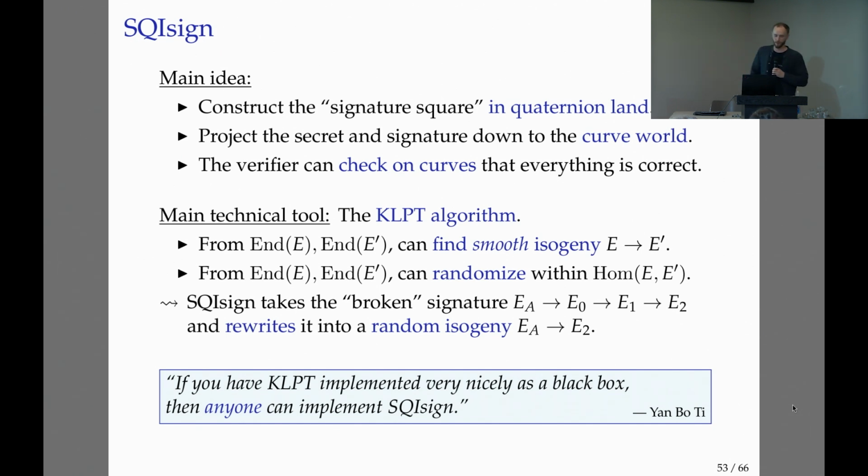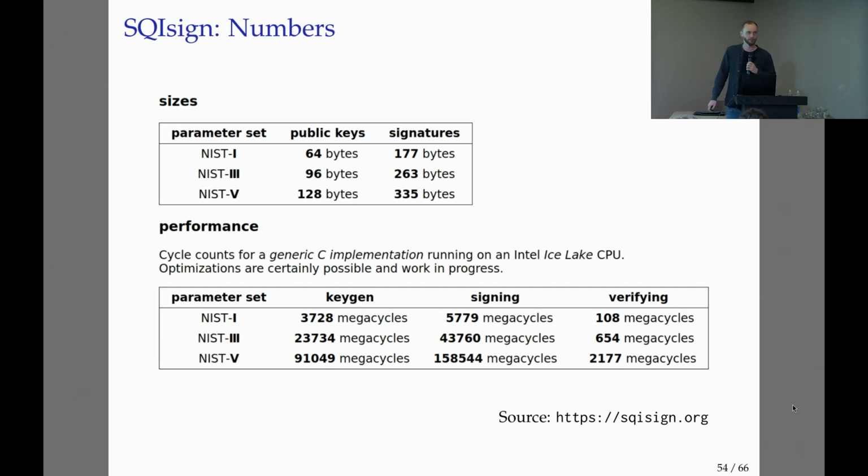Okay, so doing all of that, what do we get? Here are some numbers from our website, sqisign.org. And you can see that the sizes are really attractive. Public keys are extremely small. This is also what sets it apart from almost all the other families of post-quantum signature schemes. I guess you could always fake this by giving out a hash of the public key and then putting the public key in the signature, but that's considered cheating.